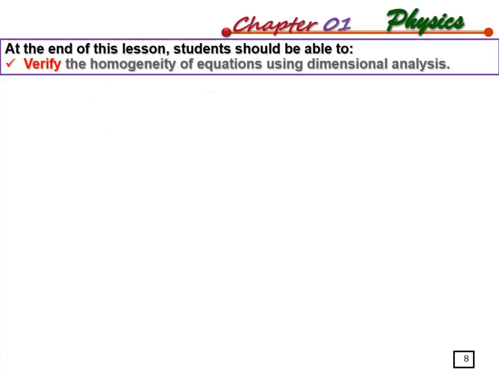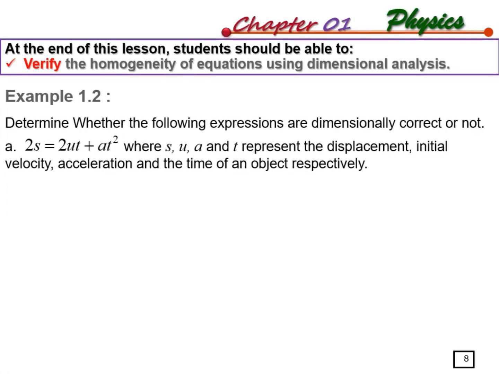Next learning outcome for the dimension is verify the homogeneity of the equation using dimensional analysis. So let's say the example here, determine whether the following expressions are dimensionally correct or not. Okay, given the equation here, 2s equal to 2ut plus at square. And then you must read up until the final equations. So given the s, u, a and t represent the displacement, u is the initial velocity, a is acceleration, and the small t is time taken of an object respectively.